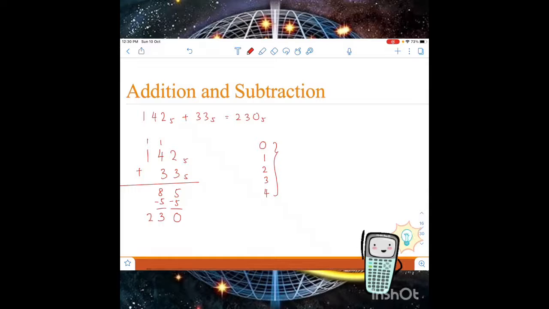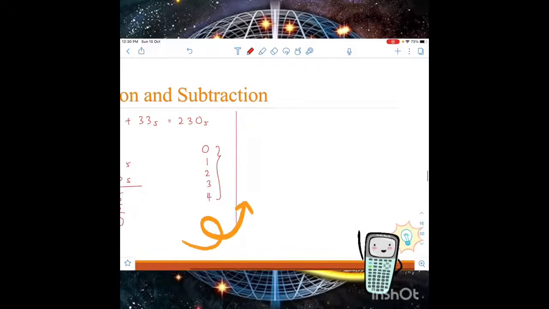Now let me give you another example so that the idea becomes clearer. We go to numbers of base 7. Let's say we have 6, 3, base 7 plus 5, 5, base 7. Okay, by applying the same concept, 6, 3, base 7 plus 5, 5, base 7. So that is the process that is going to happen.